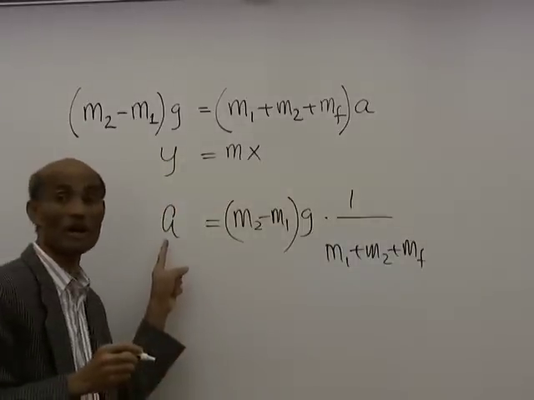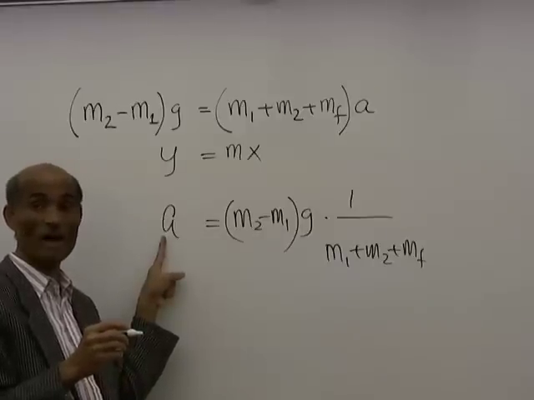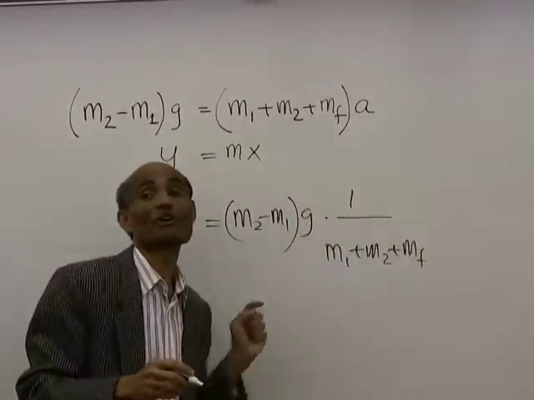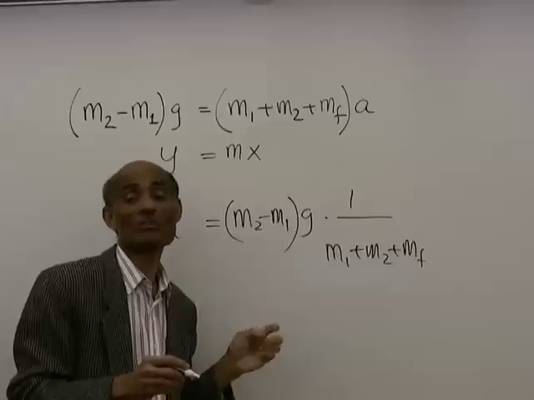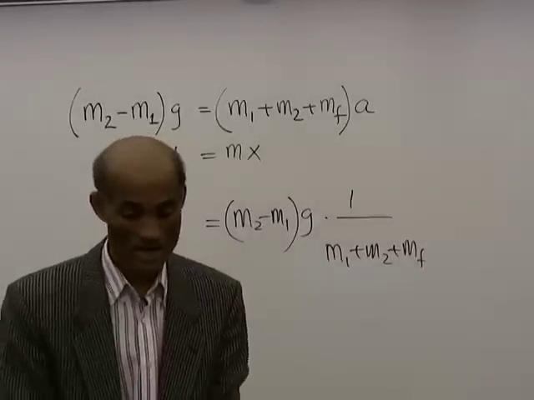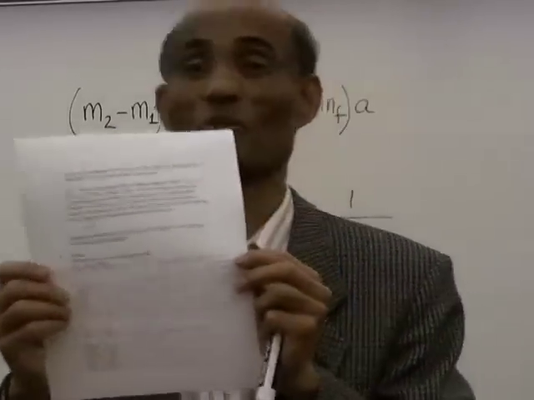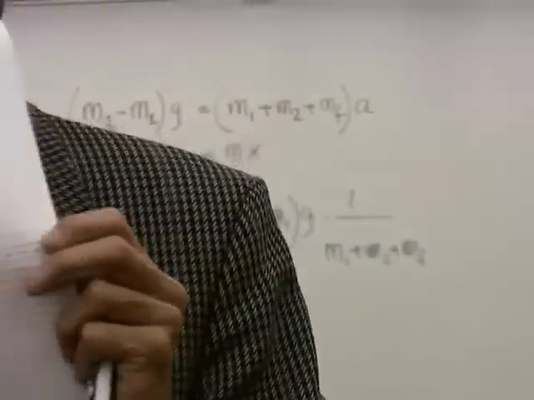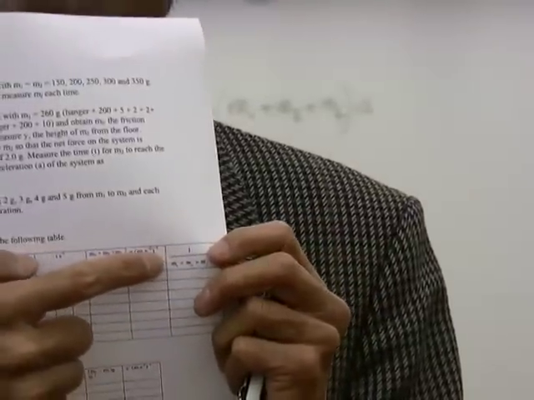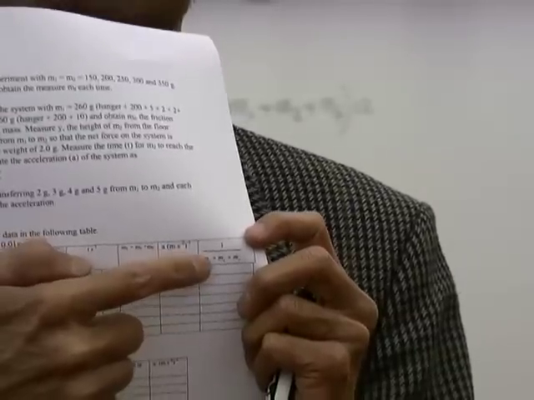So you will now draw a graph of the calculated acceleration on the y-axis and the reciprocal of m1 plus m2 plus mf. And that's the reason why, in the table here, if you look, I have given you a column for calculating that quantity, 1 over m1 plus m2 plus mf. This is for the purpose of drawing the graph.